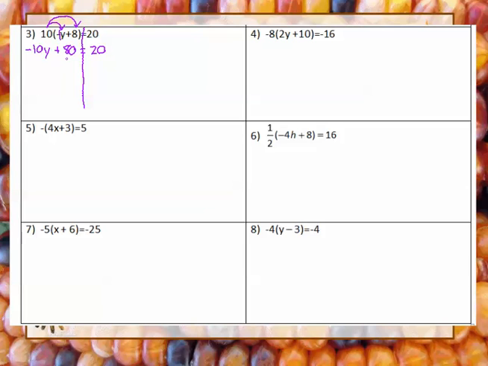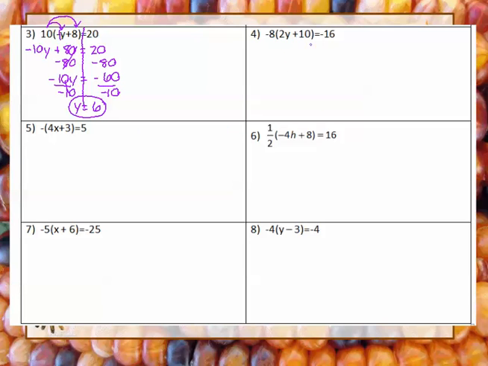I distributed. Now I ask myself, do I have any combining like terms? No, neither of these two numbers can go together. So now I can solve just like a regular equation. Get rid of the constant first. So I'm left with negative 10y is equal to 20 minus 80 gives me negative 60. Then I divide by negative 10 on both sides. And I'm left with y is equal to 6 as my final answer for that one.